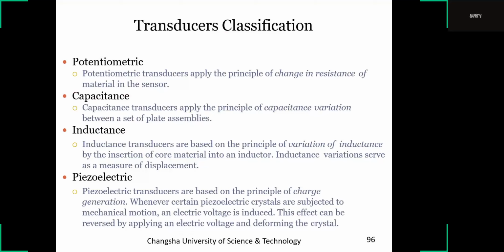Transducer classification. Potentiometer. Potentiometric transducer applies the principle of change in resistance of material in the sensor. Capacitance transducer applies the principle of capacitance variation between a set of plate assemblies.